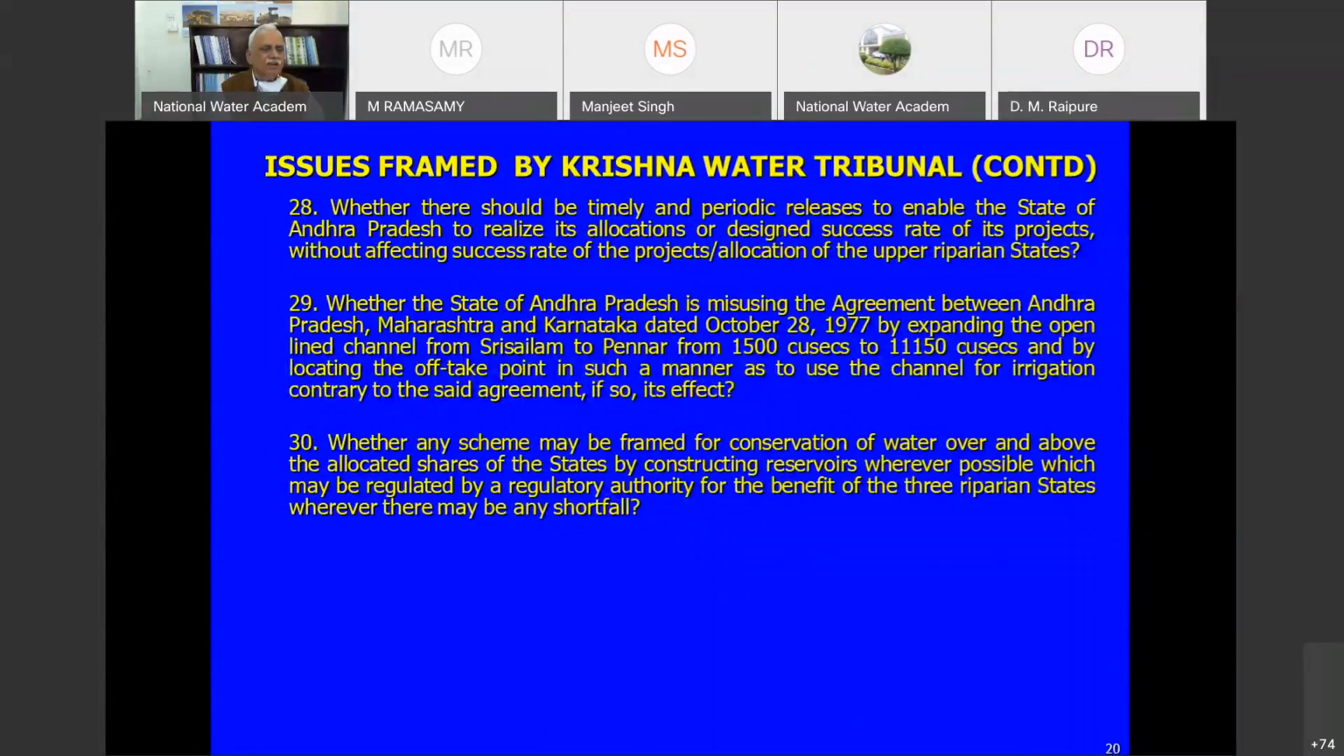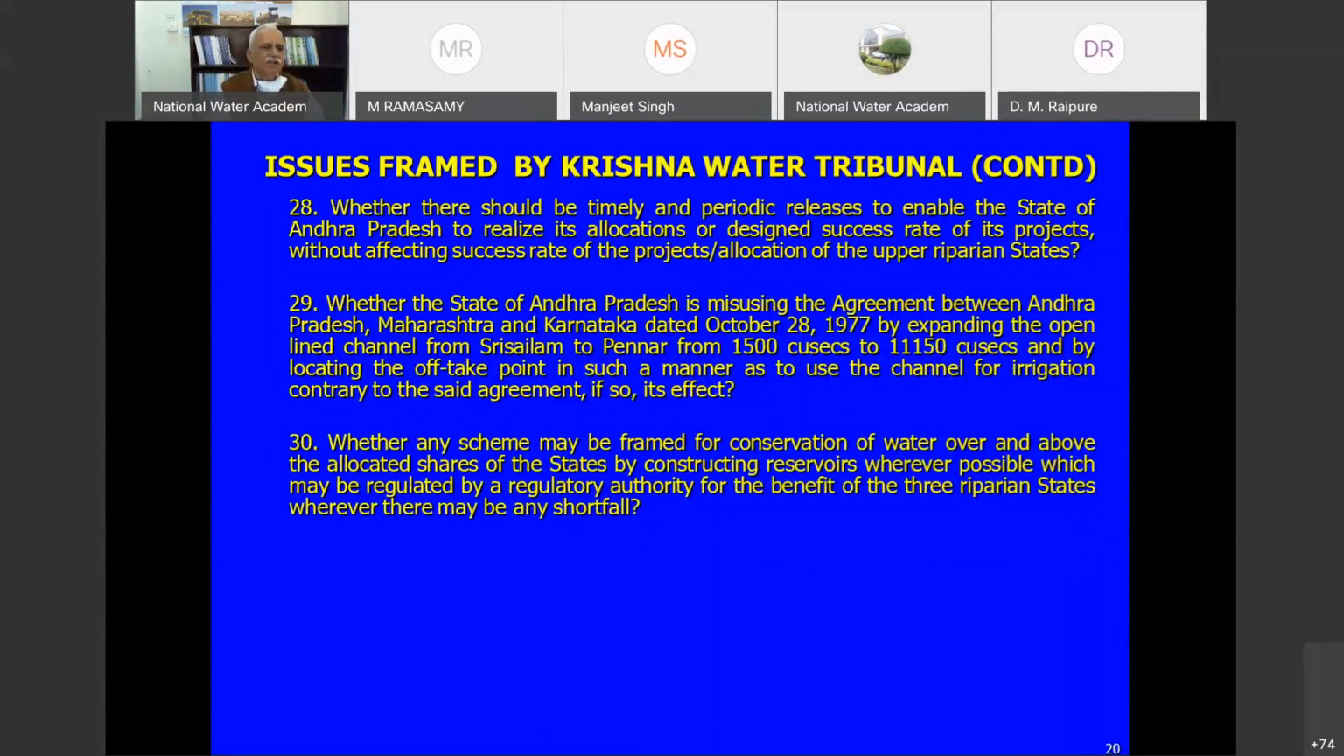Issue number 28, whether there should be time to enable the release of Andhra Pradesh to realize its allocations or designed success rate of its projects without affecting the success rate of the project allocation of the upper riparian states.